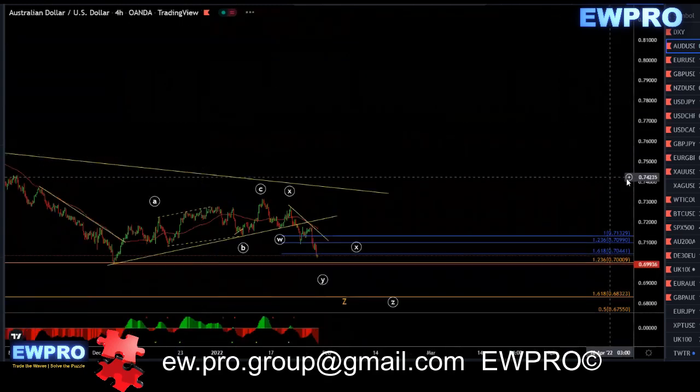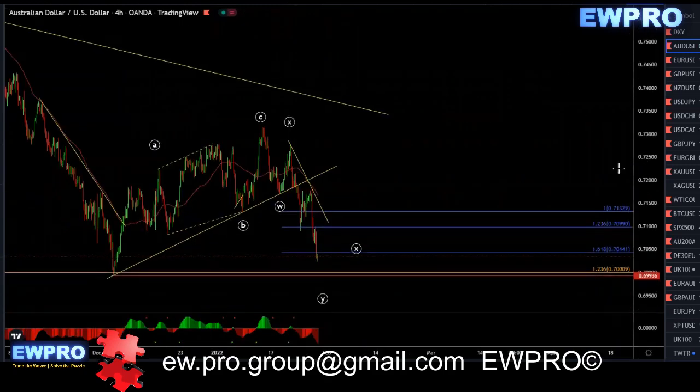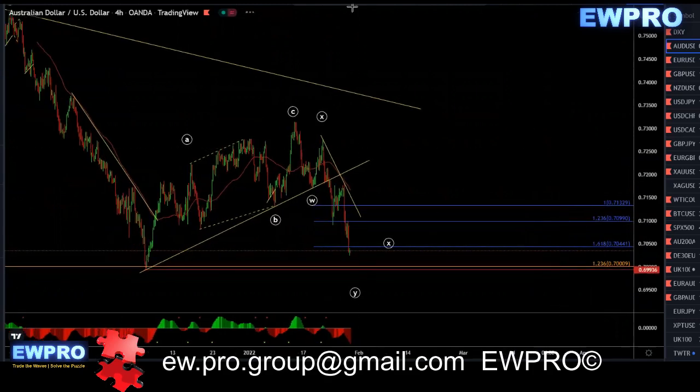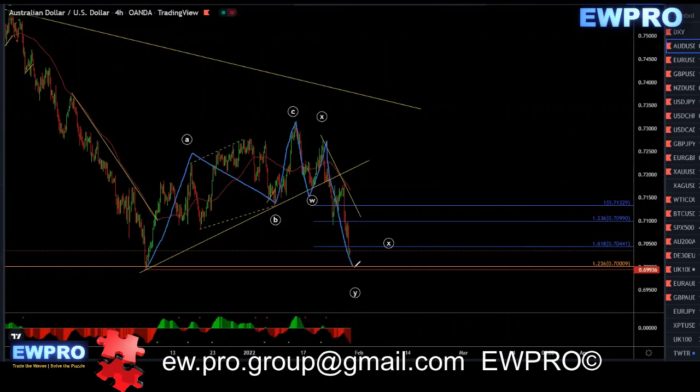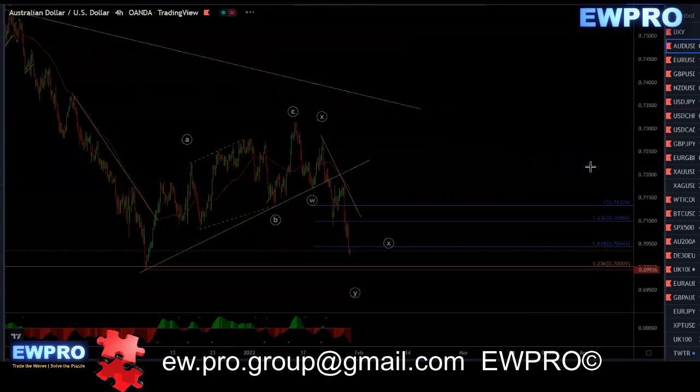On the H4, we got those nice three waves up, A, B, C, then we're getting W, X. We're still in a wave Y here. So best to wait for your X2 and then look for that Z down. Better seen on the H1.